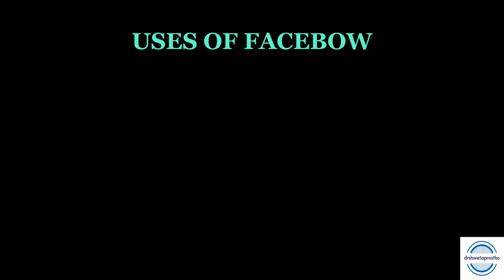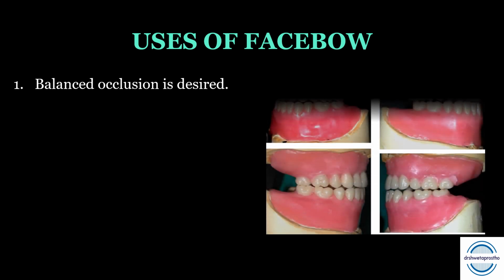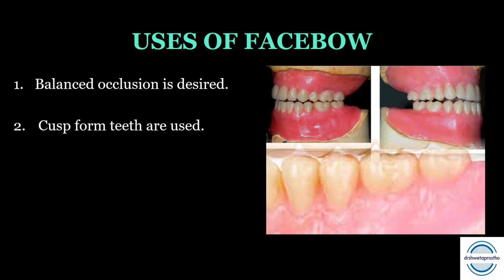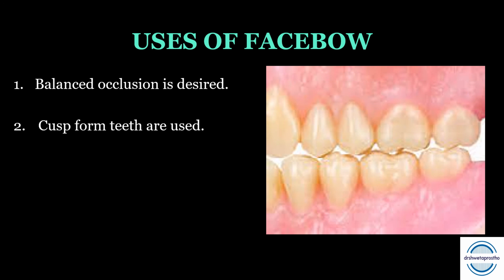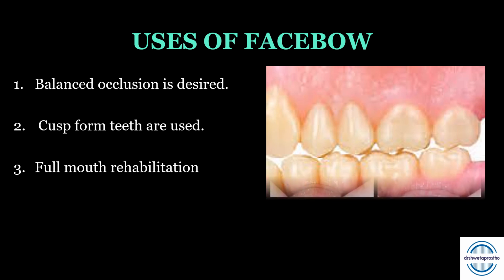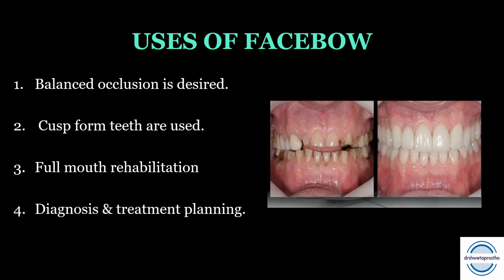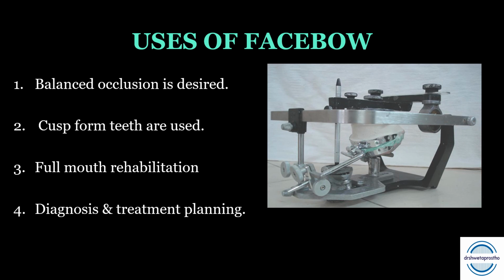Uses of the Facebow. First, where balanced occlusion is desired. Failure to use the Facebow leads to errors in the occlusion. Second, where the cusp-formed teeth are used, let it be a complete denture or a fixed prosthesis, it will help to give precision. Third, full mouth rehabilitation, very important because we need to reorganize the occlusion in these cases. And last but very important, diagnosis and treatment planning, especially the challenging cases that need vast prosthetic care and also cases like orthognathic surgeries.